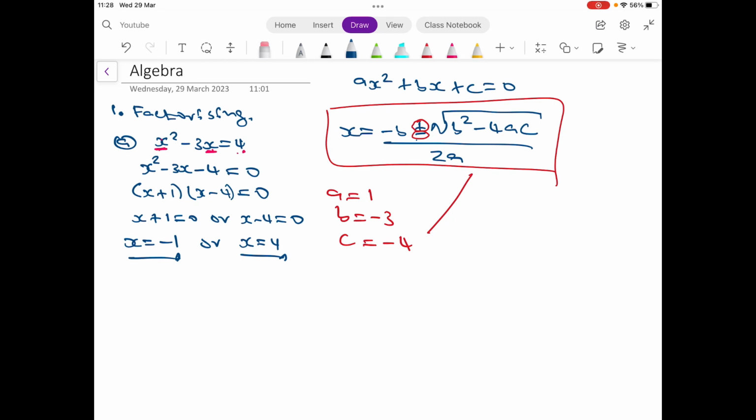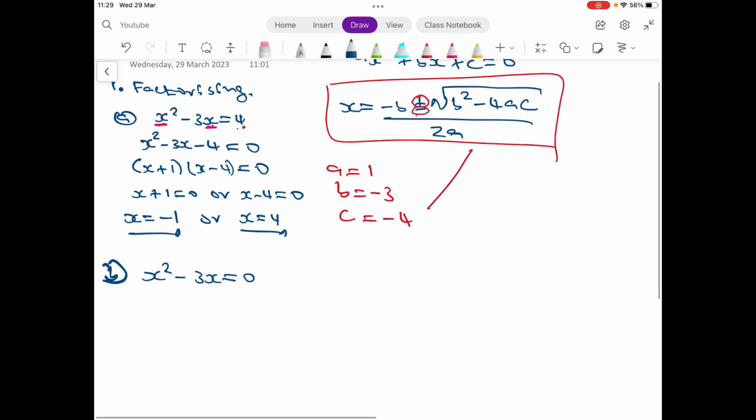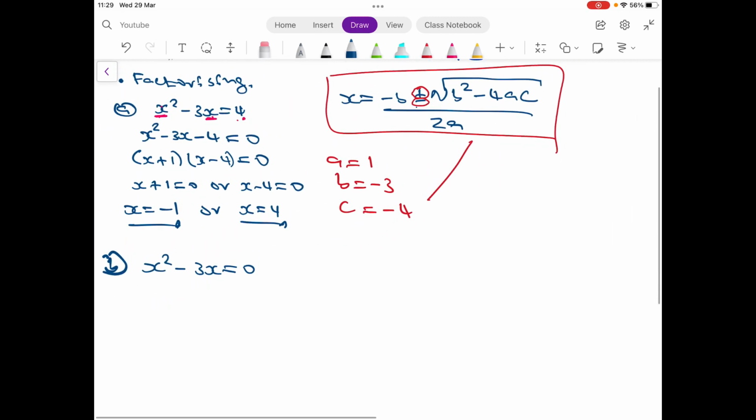But other than that, chances are something is wrong in your working. Okay, suppose now you have another example like this: x squared minus 3x is equals to 0. How do you do this one? This one, you can see we have x squared and we have x, but we don't have the constant, which is the value of c. That means c is 0. So you can still just substitute this whole situation into the quadratic formula to get the factors.